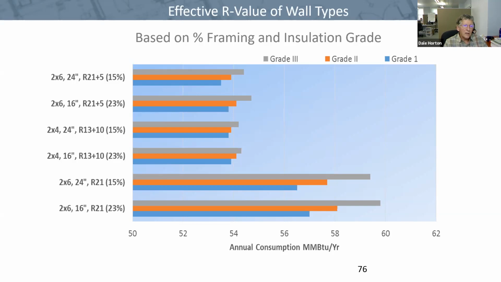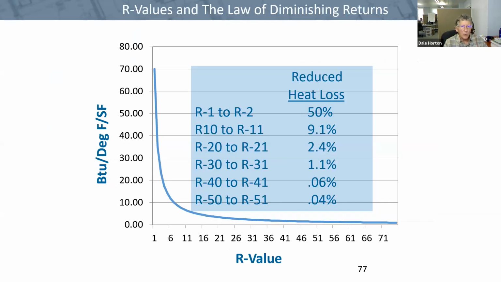The other important factor is the percentage of framing. If you have advanced framing, 24-inch on-center studs and so forth, you've got a lower framing percentage than if you have more standard 16-inch on-center construction. And the reason I put this graph in is just to emphasize the fact that not all walls are made the same. You have to look at the different characteristics of the walls in order to understand how well they're going to perform over time.